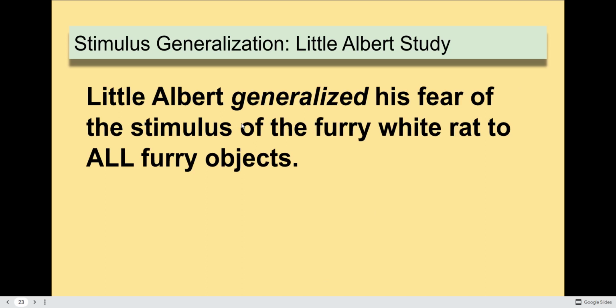Okay, so hopefully you saw in that video that Little Albert generalized his fear of the stimulus of the furry white rat to all furry objects. That's an example of stimulus generalization.